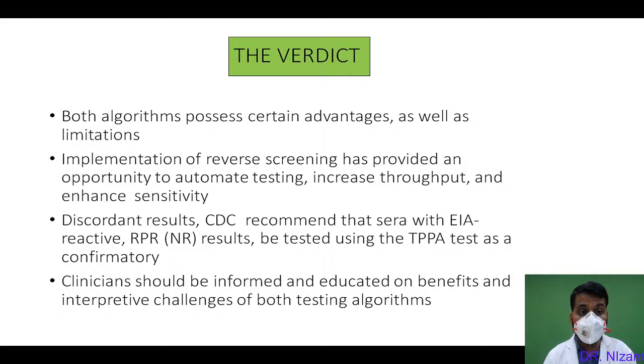So what do we follow? Both the algorithms have advantages as well as disadvantages, that is, limitations. Now, implementation of the reverse sequence has provided an opportunity to automate testing, increase throughput, and enhance sensitivity. Now, CDC says that if there is a discordance, that is EIA reactive and RPR non-reactive, the confirmatory test in that case would be TPPA. Now, the clinicians and the microbiologists should be informed and educated on the benefits and interpretative challenges of both the testing algorithms.